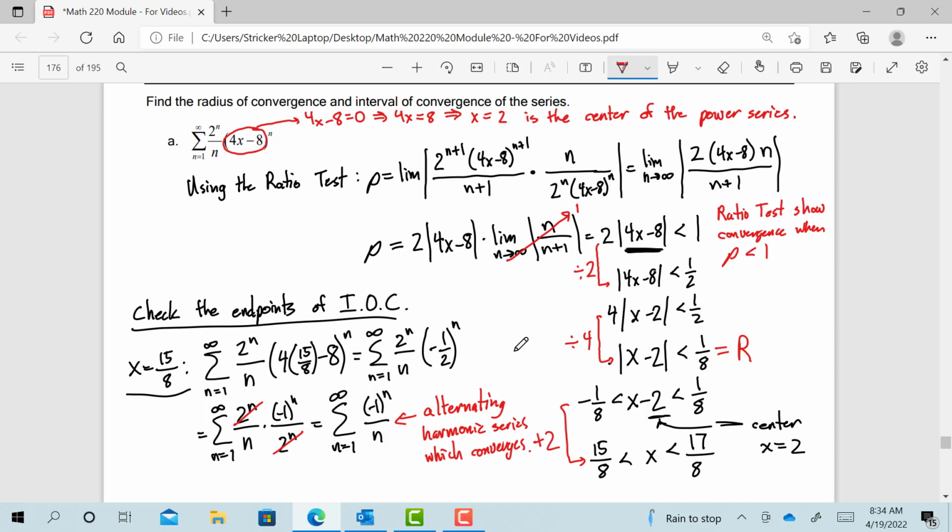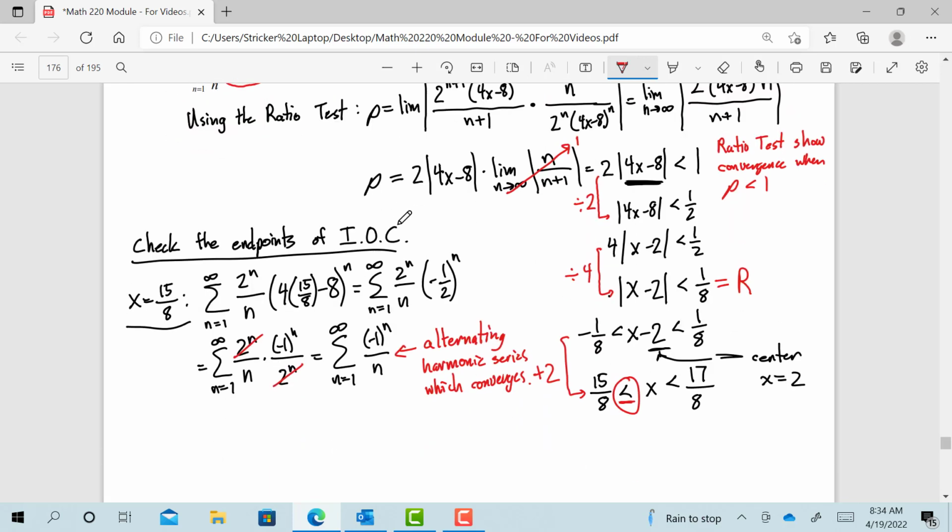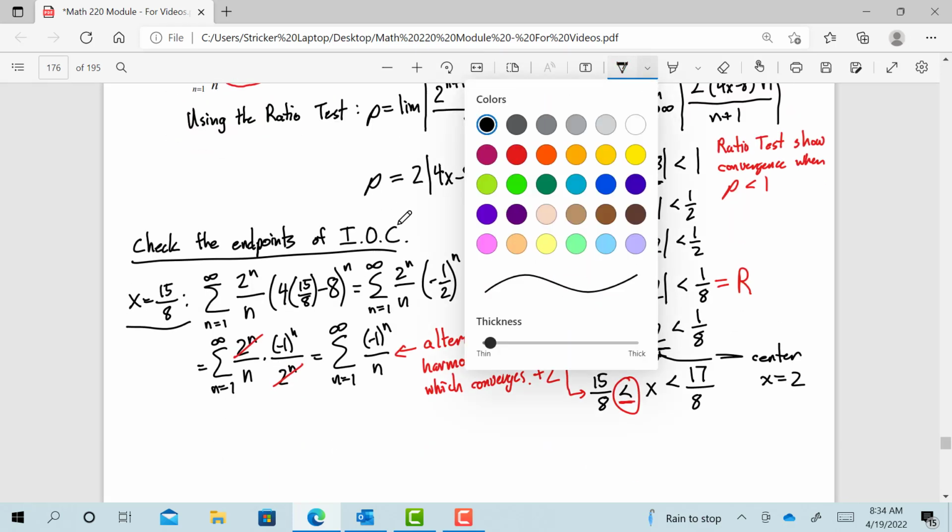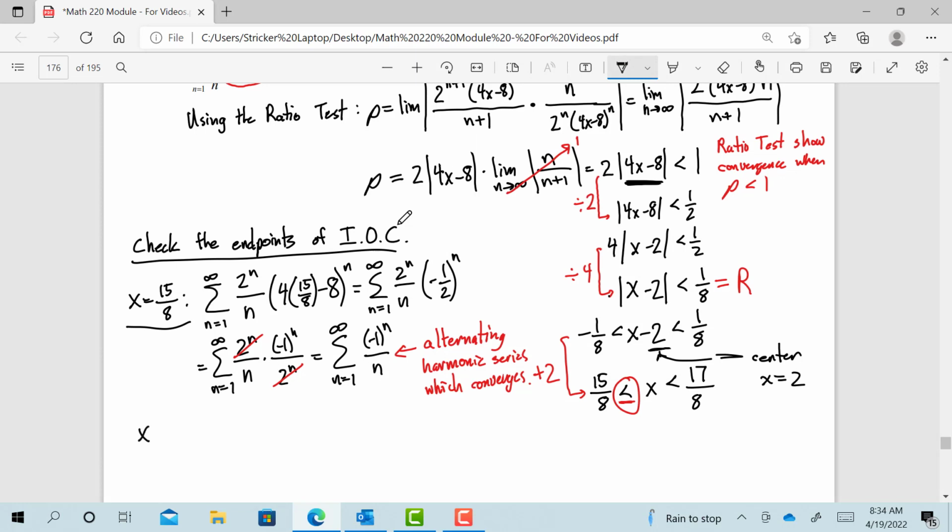All right, so that means that because it converges at x equals 15/8, we need to include that value in our interval. So I can go ahead and put an equal sign here in our interval. This is going to include 15/8. Now let's go ahead and check the other endpoint. So x equals 17/8. And I would like you to go ahead and try this one on your own. So go ahead and pause the video and see if you can figure out what that's going to come out to.